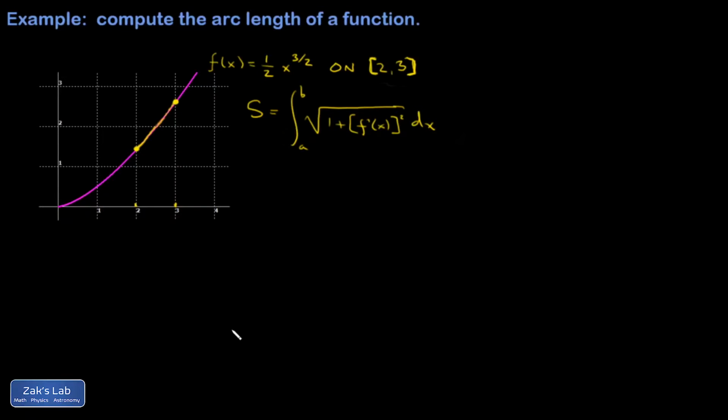Okay, let's compute an arc length. So I have this curve, f of x equals 1/2 x to the 3 halves, and I'm interested in the length of that curve on the interval 2 to 3, so I shaded that part of the curve in yellow on the graph. And this is our arc length formula, and if you're curious where that came from, I'll link back to a video of a short derivation that I did just to clarify where that came from.